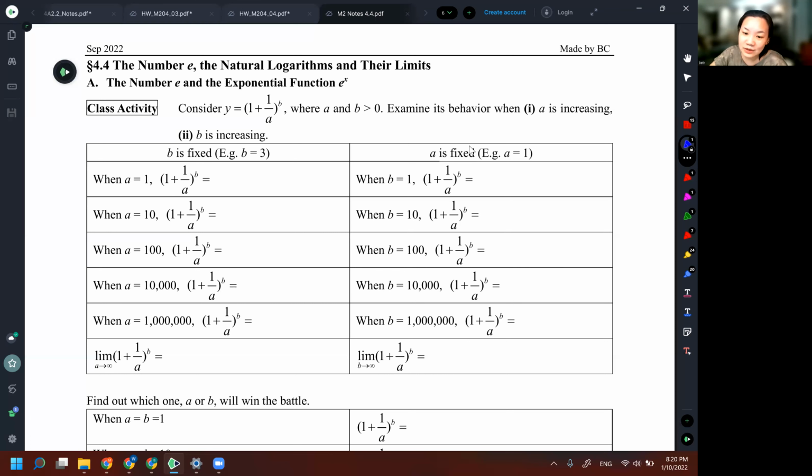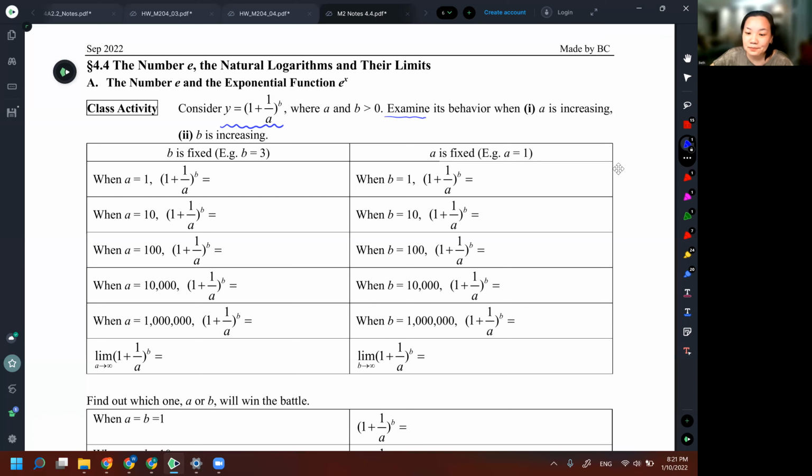This function has a dependent variable y and two independent variables a and b. Now, of course, the value of y depends on the values of a and the values of b, right? And we need to examine its behavior. What behavior? The behavior of the values of y when a and b increase separately, when a increases or b increases, and see what y would do. And we have two columns, the table to fill in.